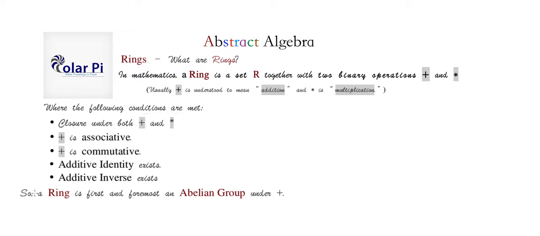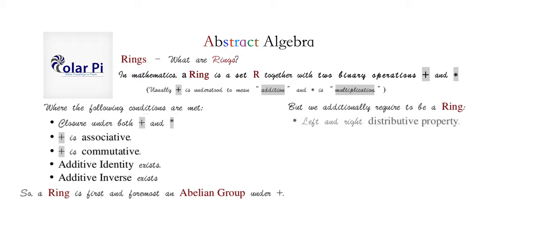But for a ring, we don't just require that it be an abelian group under plus. We also additionally require these 2 things. One is right and left distributive properties of star over addition. So we'll see examples, exactly what we mean by left and right distributive property. And the distributive property will be for star over plus, yeah?